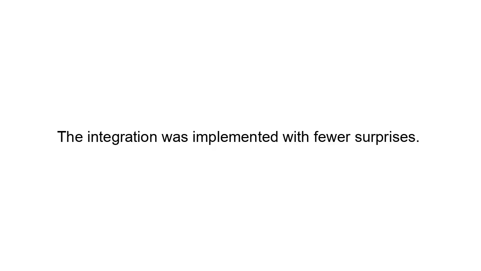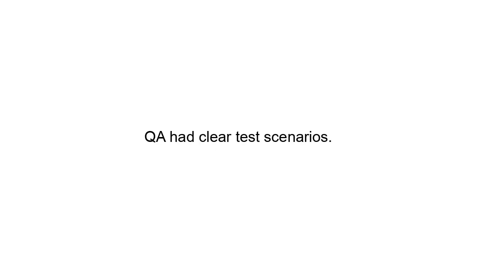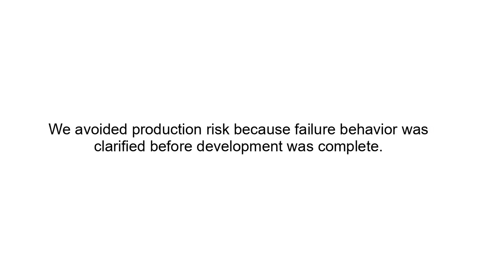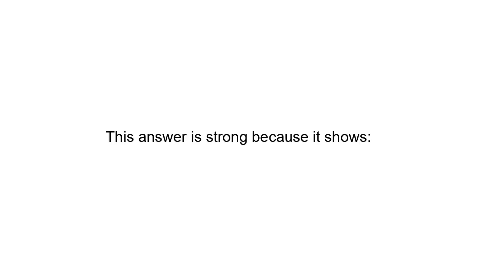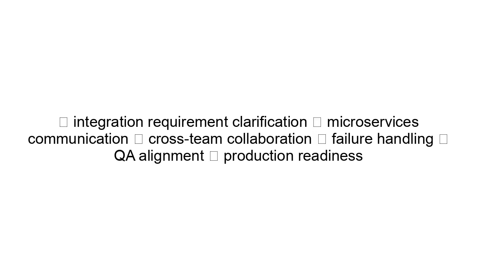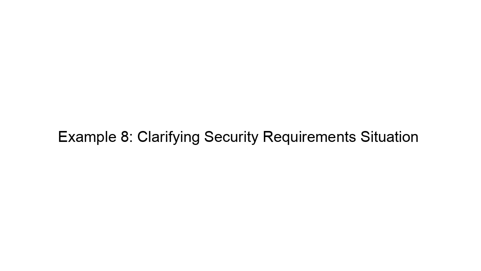Result: the integration was implemented with fewer surprises. QA had clear test scenarios. We avoided production risk because failure behavior was clarified before development was complete. Why this answer works? This answer is strong because it shows integration requirement clarification, microservices communication, cross-team collaboration, failure handling, QA alignment, production readiness.